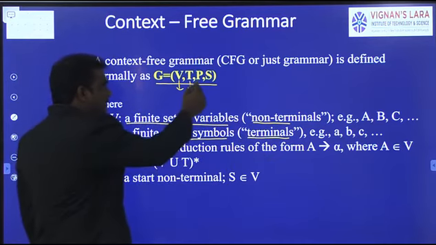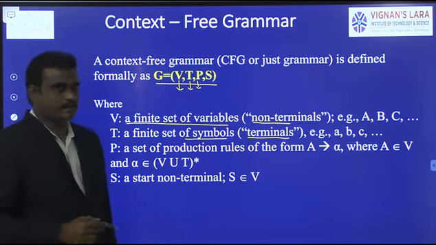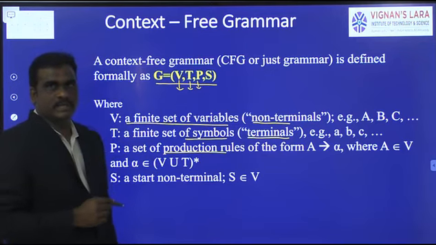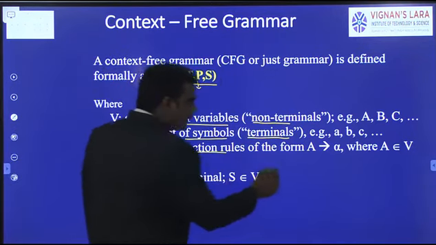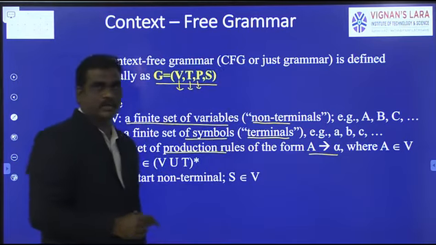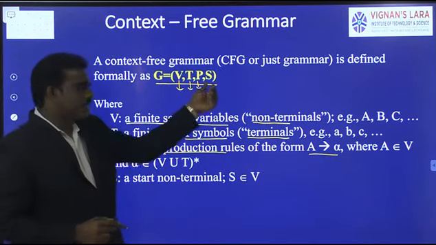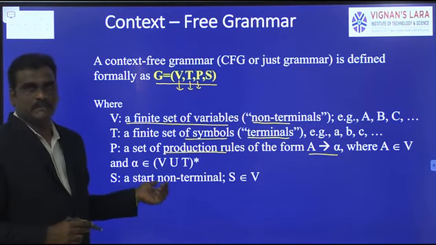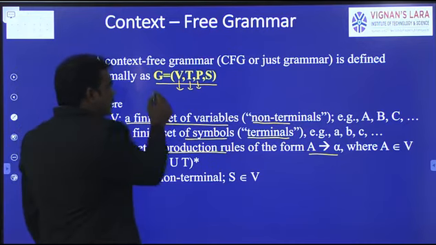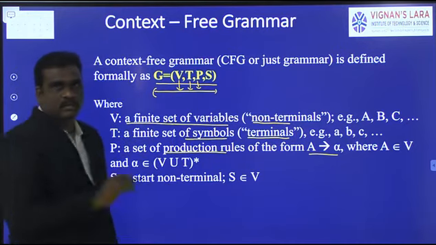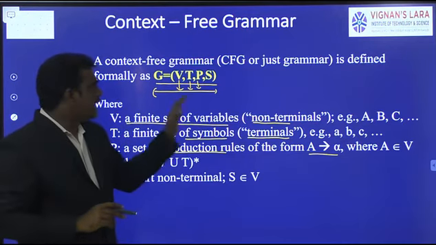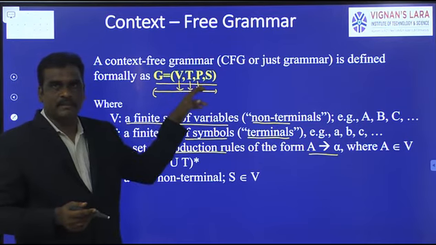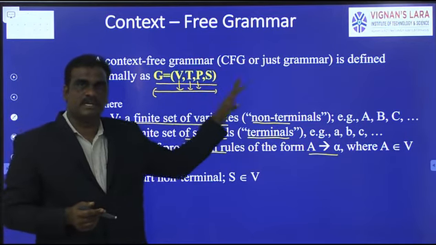And the third tuple is P. P means it is a set of production rules of the form A to alpha. And the last one is S. S is the starting symbol of the grammar. So if you take any grammar, the grammar tuples are the same. Total 4 tuples, and the meaning of the 4 tuples is also the same. V means variables, T means terminal symbols, P means set of productions, S is the starting symbol of the grammar.